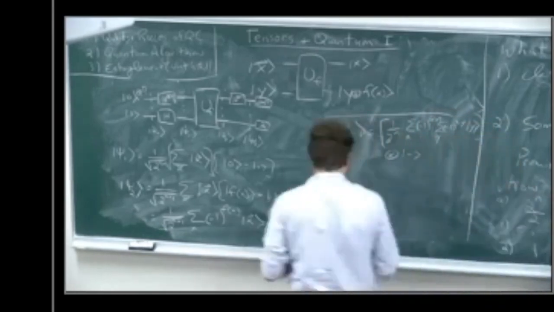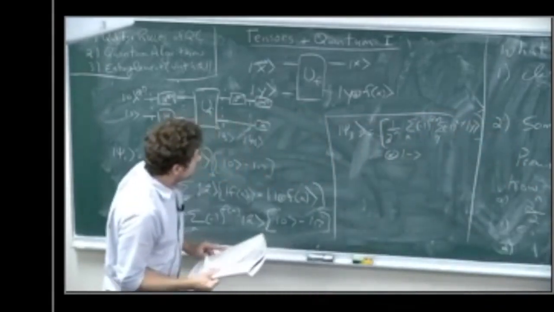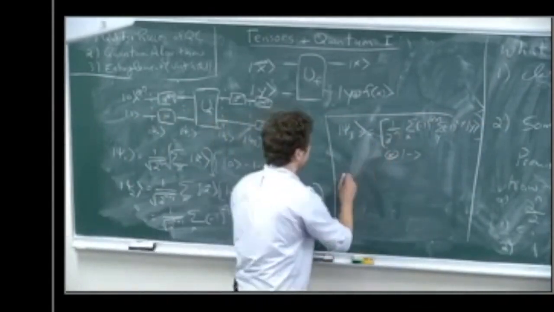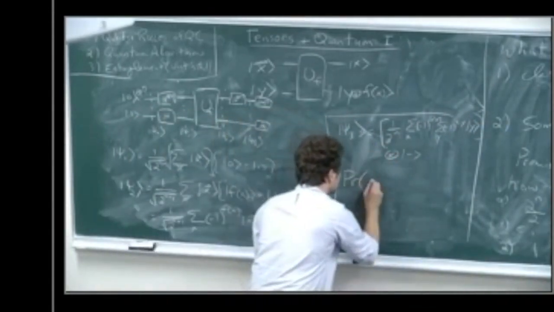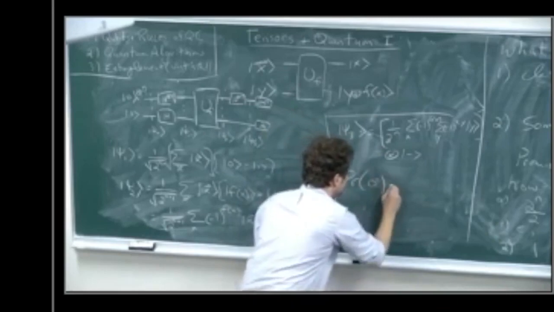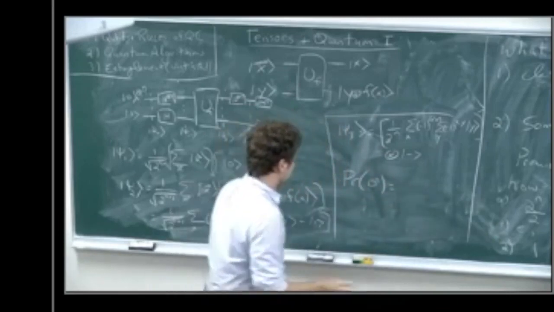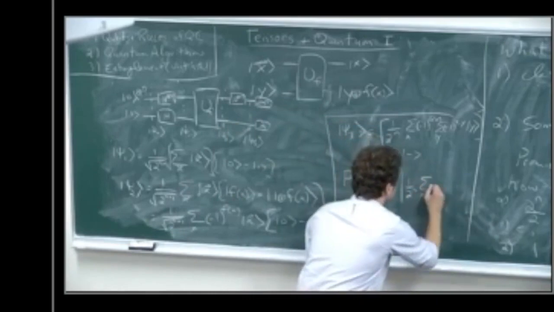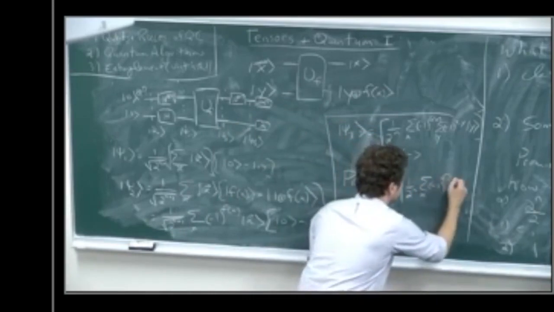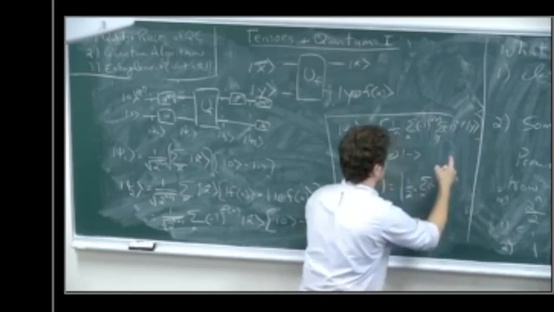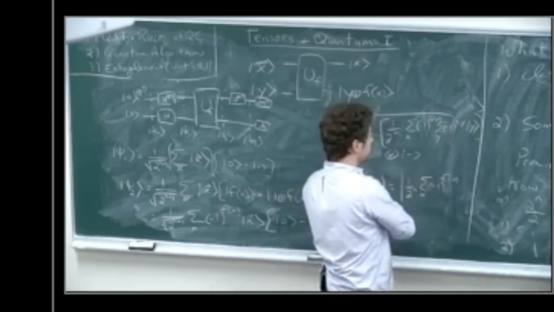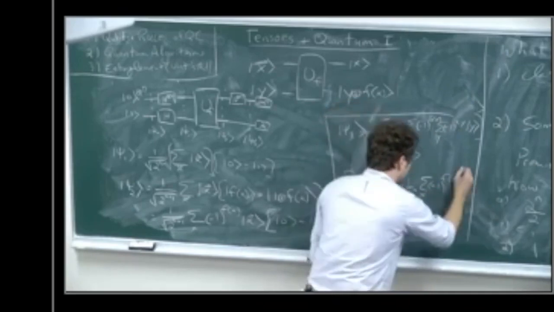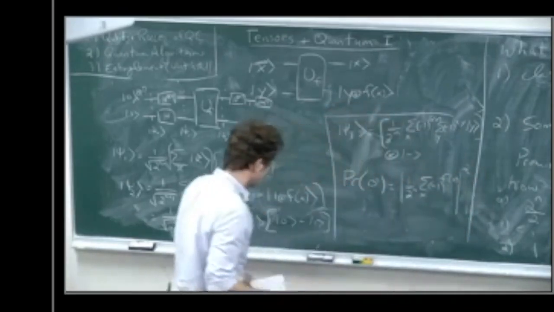Now if I measure this in the computational basis and ask what's the probability of having measured all zeros, it's going to be the amplitude squared of 1 over 2 to the n, sum over x, minus 1 to the f of x. Here y is 0, because I'm trying to figure out the probability of measuring 0. So it's this big sum, amplitude squared.